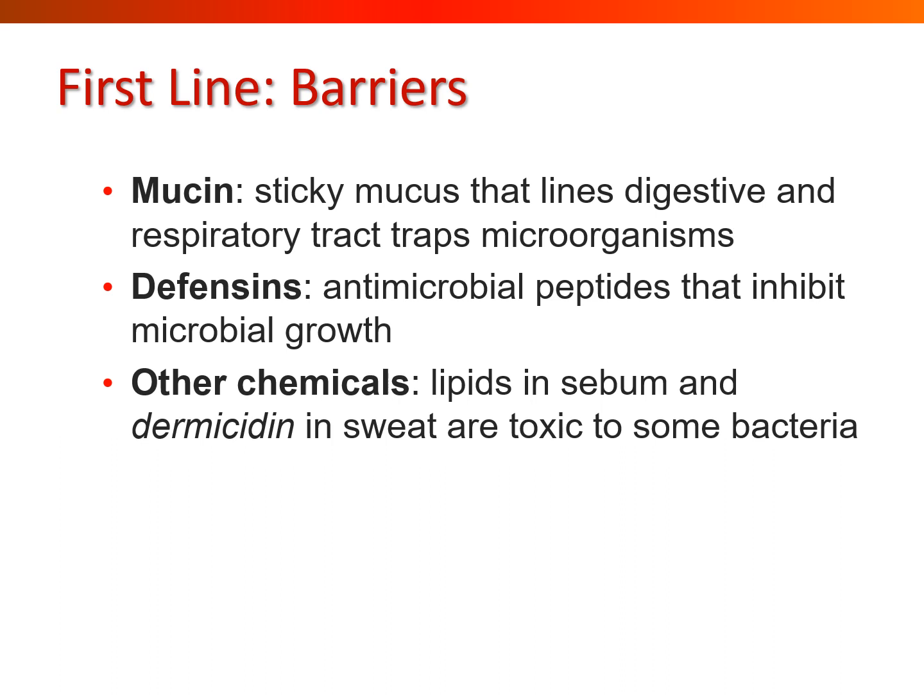We have antimicrobial proteins called defensins that are secreted and can do damage to certain microbes. And for example, lipids in sebum can be prohibitive to certain microbes, as is dermacidin, which is a type of antimicrobial protein found in sweat.